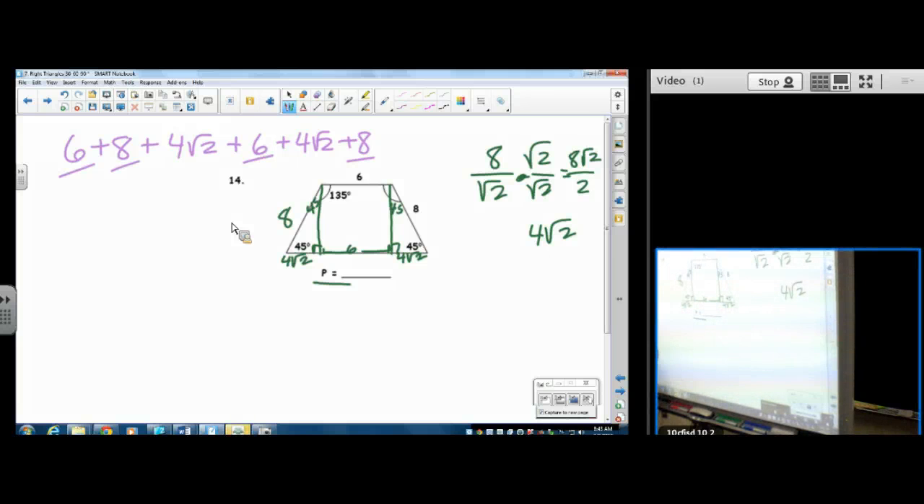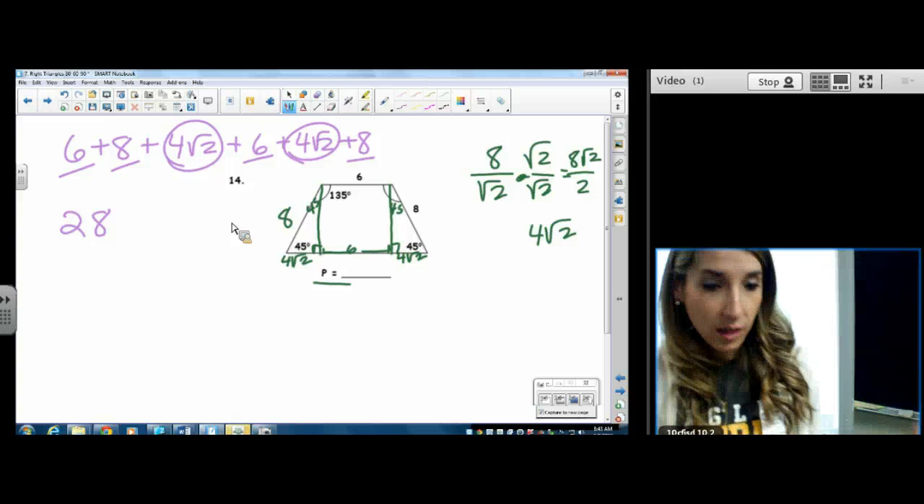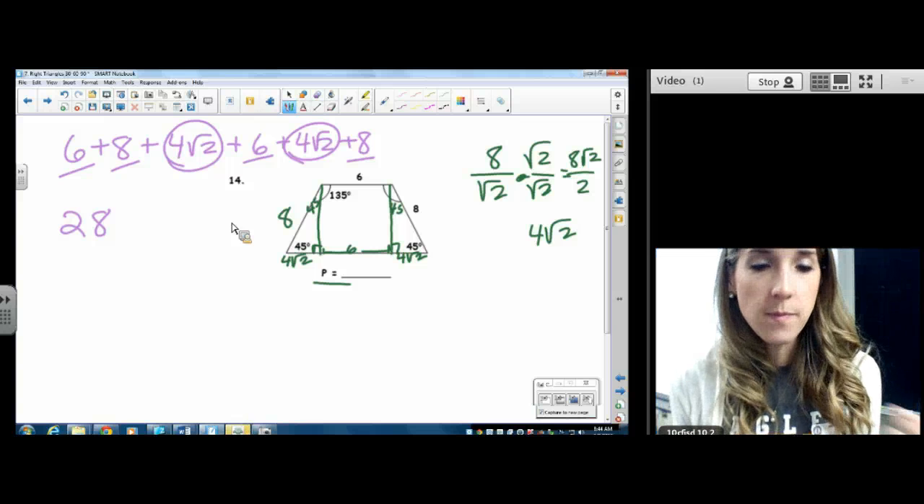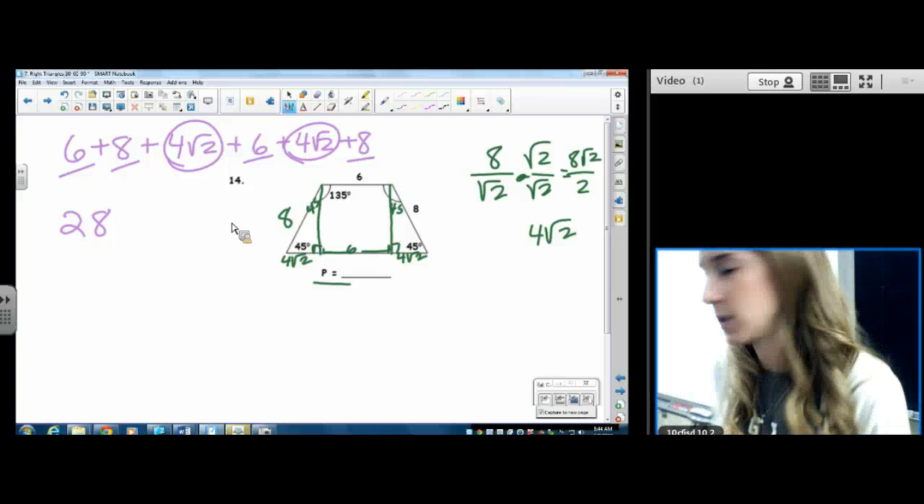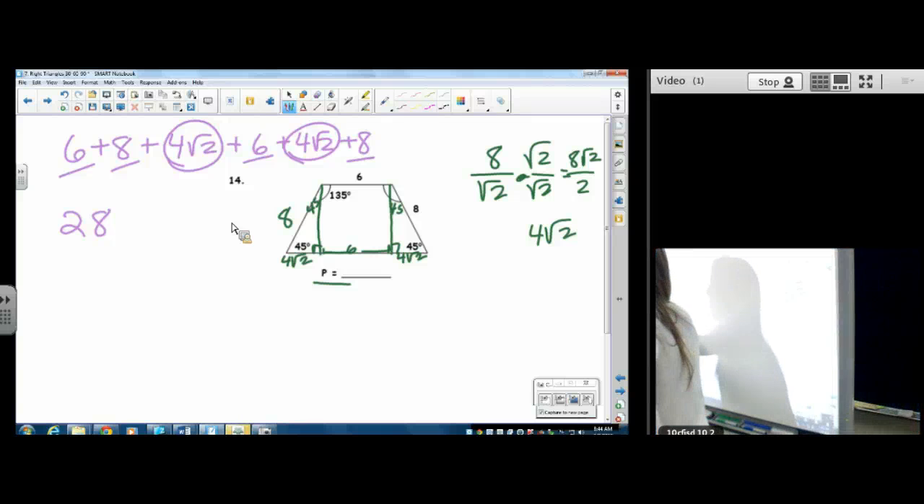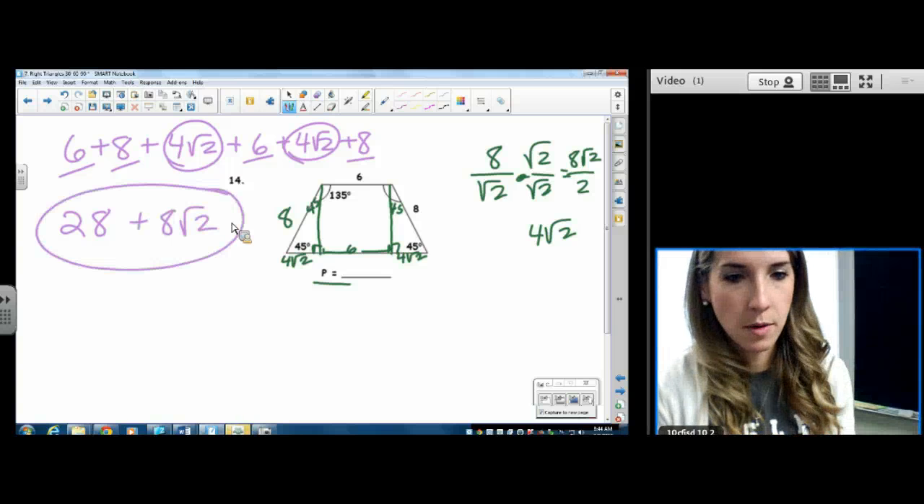Is that where we get the 28, right? And then, are we allowed to add 4 root 2 plus 4 root 2? Are those like terms? Yes, they are. It's like 4x plus 4x. What is 4x plus 4x? Well, it's 8x. So it's 8 root 2. And that is the perimeter of the figure on number 14.